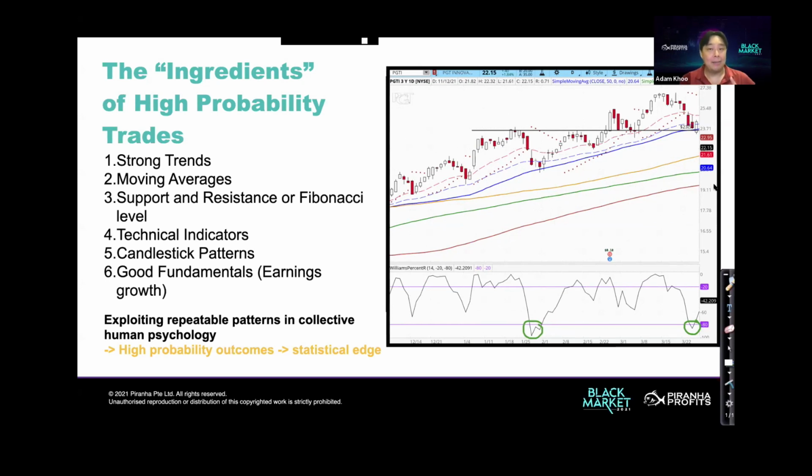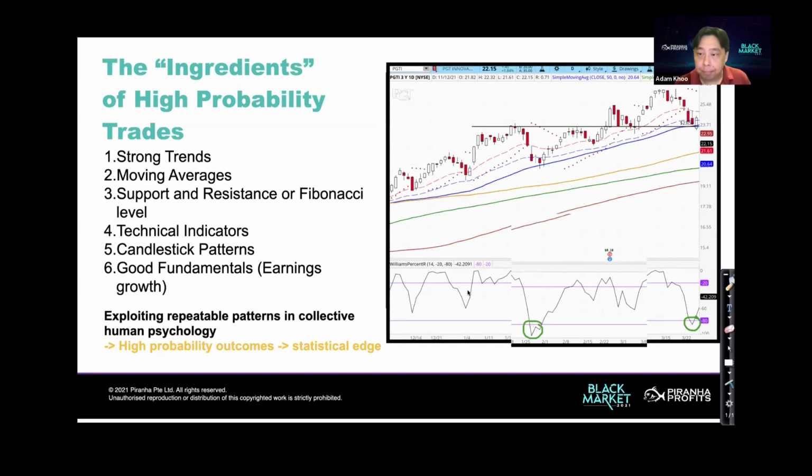Now, last thing is you also want to ensure that you trade the stock with good earnings. So if the stock has strong earnings growth, sales growth, that's even more powerful. So I teach my students, ensure all the stars are aligned, and you take these trades. They don't happen very often, but when you take them, you get very high probability, right? So when we exploit repeatable patterns in collective human psychology, it gives us high probability outcomes that give us a statistical edge in the markets.